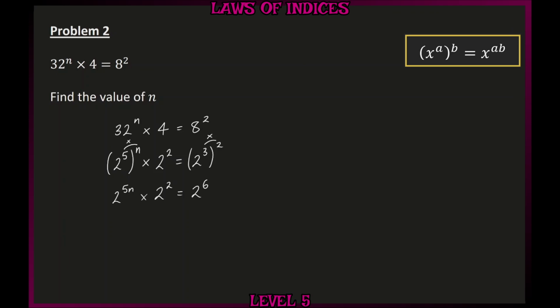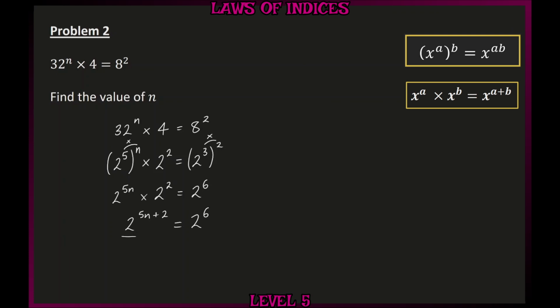Now, looking at the left-hand side of the equation, we're multiplying indices together, and to do this we can use this law, which says that we need to add their powers when we multiply. So 2 to the power of 5n multiplied by 2 to the power of 2 becomes 2 to the power of 5n plus 2. And this is equal to 2 to the power of 6.